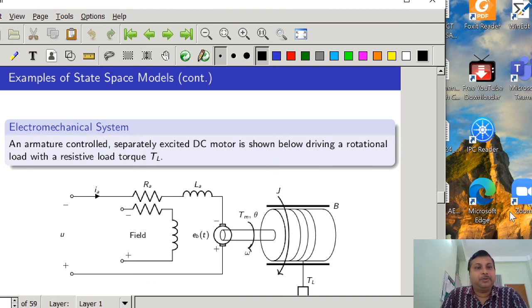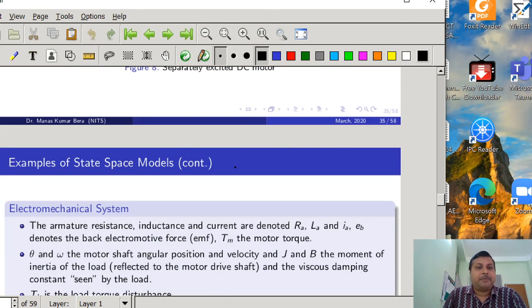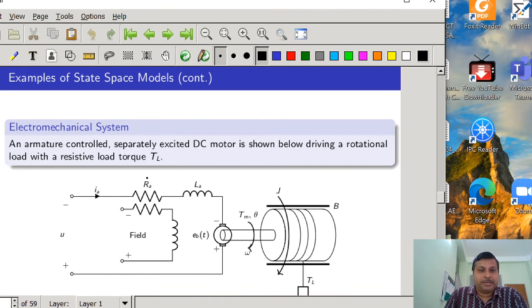So as a first example we are taking an electromechanical system, where an armature controlled separately excited DC motor has been taken, which is driving a rotational load with a resistive load torque TL. Let us try to identify several parameters and variables associated with this electromechanical system. The armature resistance, inductance and current are denoted by RA, LA and IA. EB denotes the back electromotive force, and TM is the motor torque. So here you can see RA, LA and EB, and IA is the current flowing in the armature circuit.